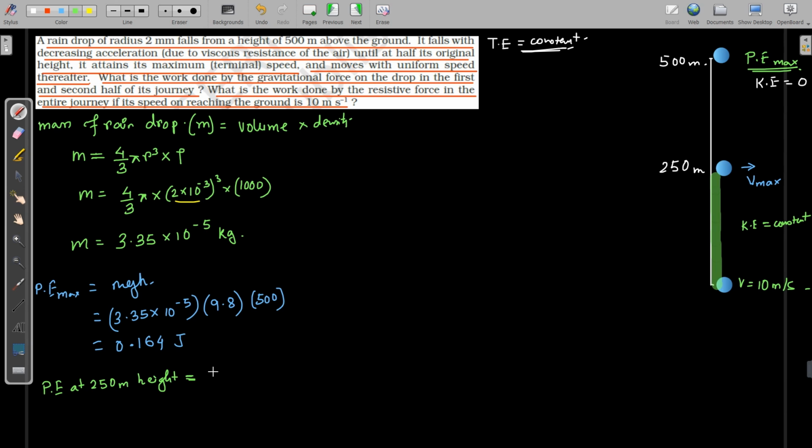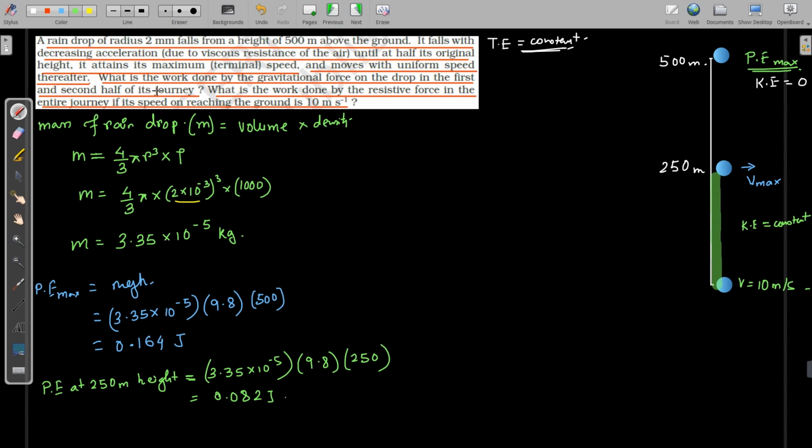We will see here 3.35 into 10 to the power minus 5 into 9.8 into, what is the height now? 250. Just the half of it. So if I try to find out the half of it, we get how much? We get 0.082 joule, right? So what is the decrease in potential energy? This is the decrease in potential energy.